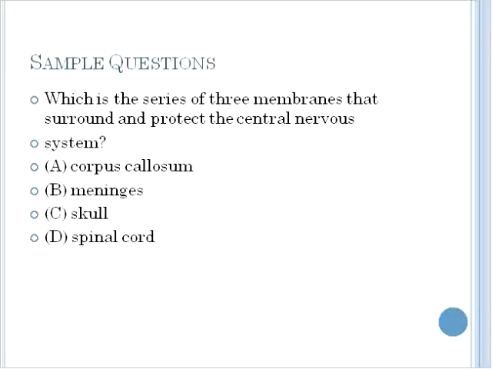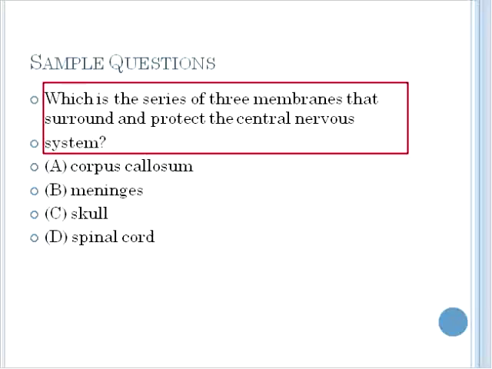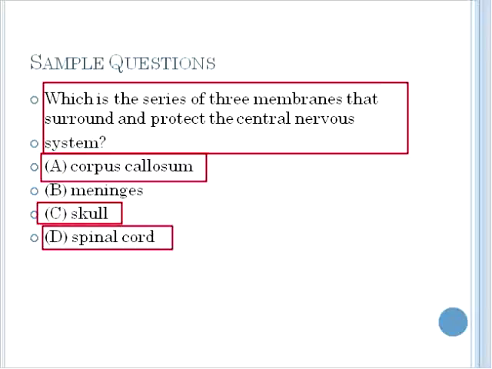Here is a public exam question to reflect the material you may see from this. This one, again lifted directly from an old public exam: which is the series of three membranes that surround and protect the central nervous system? The corpus callosum provides a bridge between the hemispheres. The skull, well, that provides a protective coating, a physical coat, but it's not the membranes. The spinal cord, self-explanatory. The correct answer would indeed be the meninges.